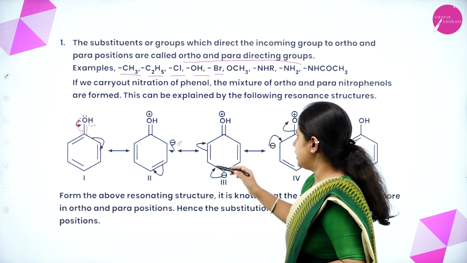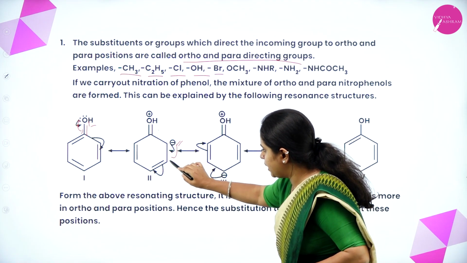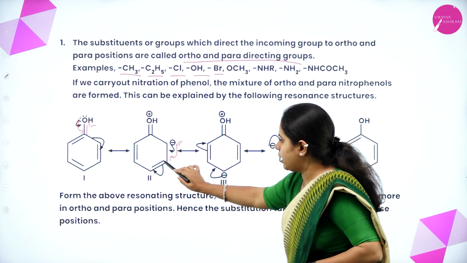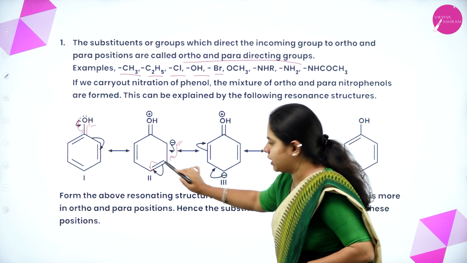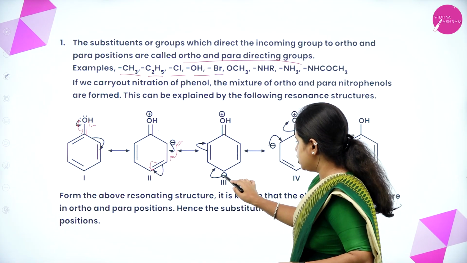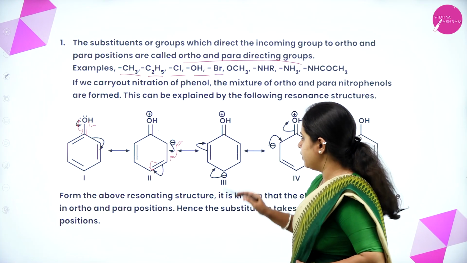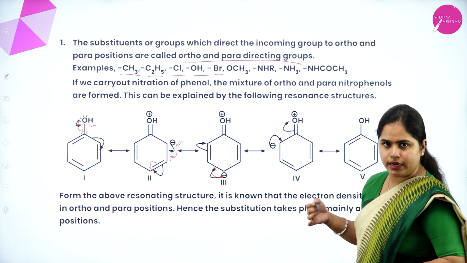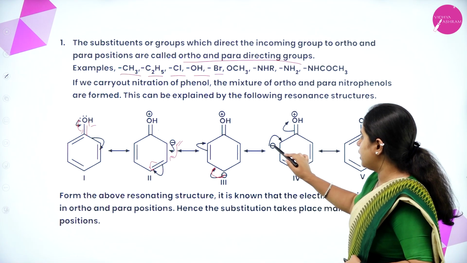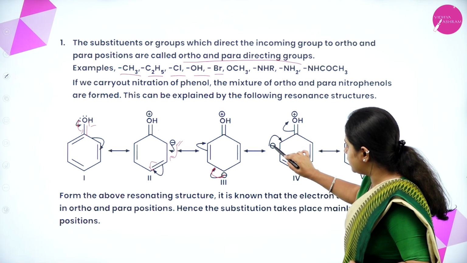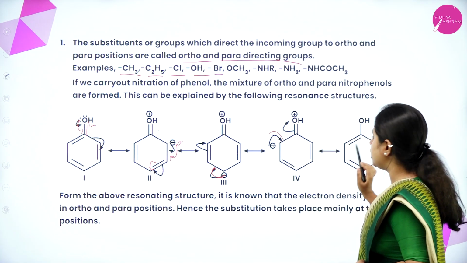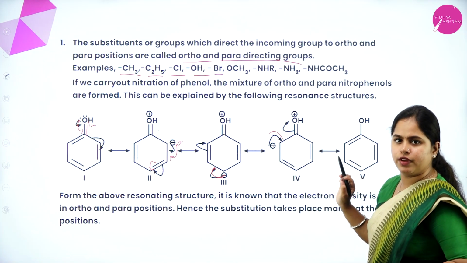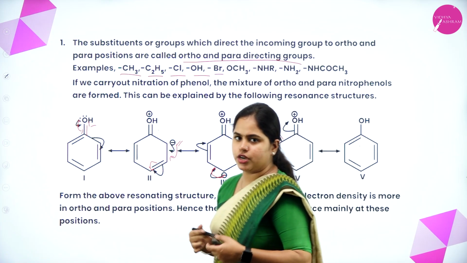Now what happens in the next step? This negative charge will become the double bond here. And what happens to this double bond? The double bond will become the negative charge here, a lone pair. So you can see now it is in the para position. Now the negative charge will shift here and become the double bond in the next resonating structure. In the next step, the negative charge again will shift here and you will obtain the first structure where you started off. So these are the resonating structures.